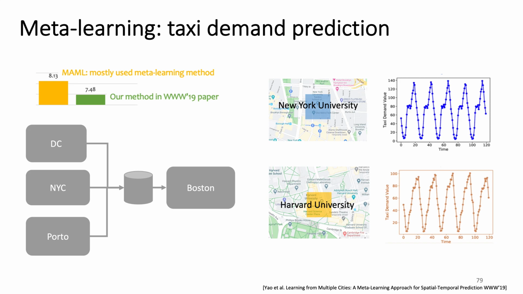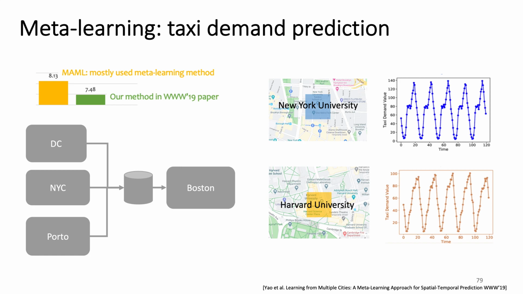we consider some patterns within each region. For example, for the regions around New York University and Harvard University, we can see the taxi demand values may be quite similar. For example, the taxi demand around New York University may be higher in the afternoon or high at night. So it's similar to Harvard University.